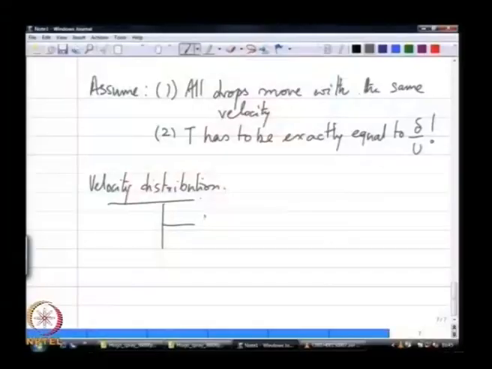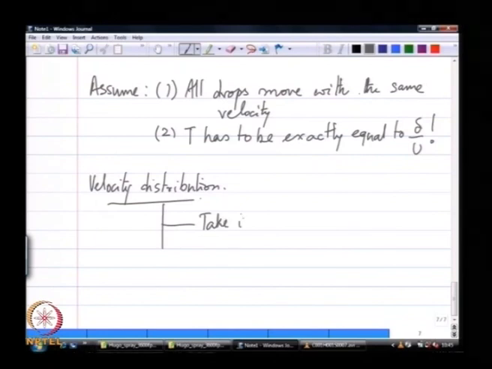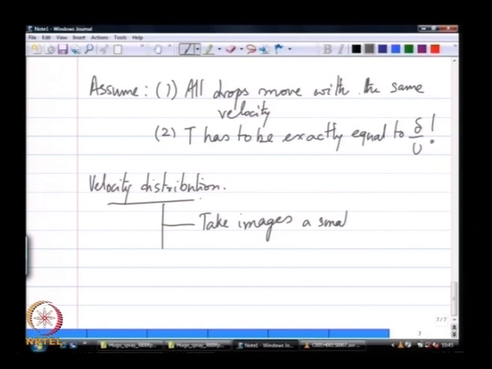Okay. We are going to get into this in some detail towards the end when we talk of measurement techniques, but essentially I can image a set of drops now and a short time later, and from those two images I can reconstruct a velocity field. So, one way is to take images a small time apart.